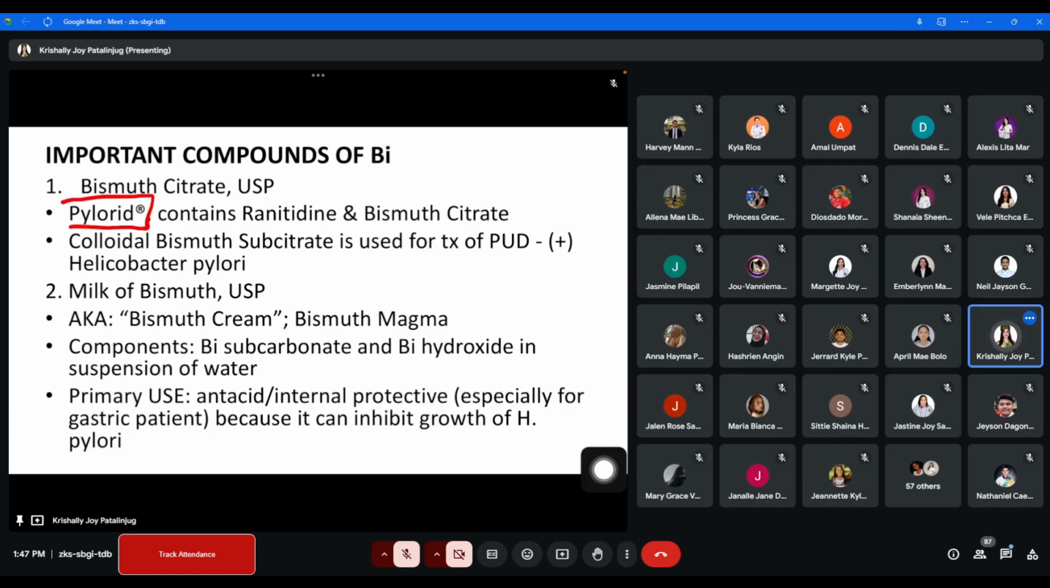Sige, let's start with Pylera. As the name of the brand of bismuth citrate, we could really tell it's counteracting ulcer caused by H. pylori. It contains ranitidine, an H2 blocker, and bismuth citrate, mainly for the treatment of ulcer caused by the bacteria H. pylori. Ang milk of bismuth naman, this is also known as bismuth magma, bismuth cream. It contains bismuth subcarbonate and bismuth hydroxide in suspension of water. Its primary use is as an antacid, an internal protective for ulcer. It can inhibit growth of H. pylori.